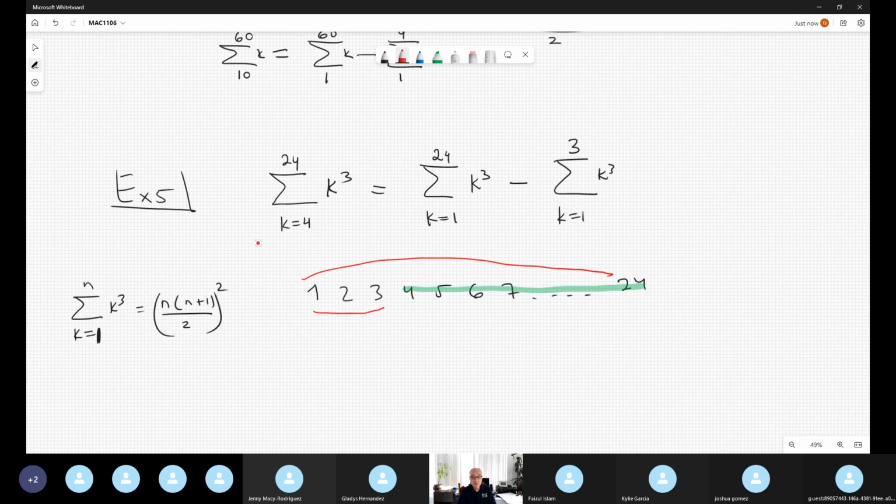And for this. But let me use another color. Blue. Entonces, this is the red summation, and this is the blue summation. And give me the green summation. And the rest is apply the formula and end the story. The formula is super easy. It is 24 times 25 divided by 2, squared, minus 3 times 4 divided by 2, squared.